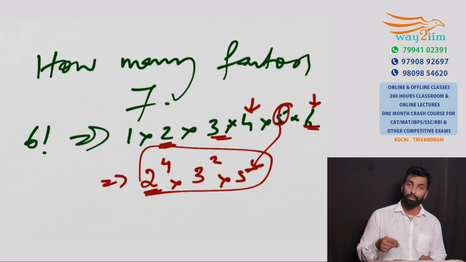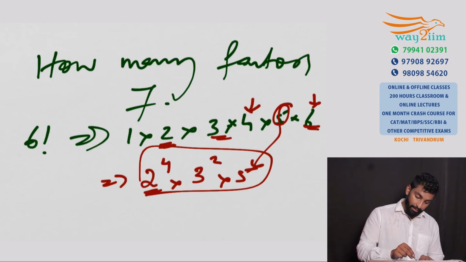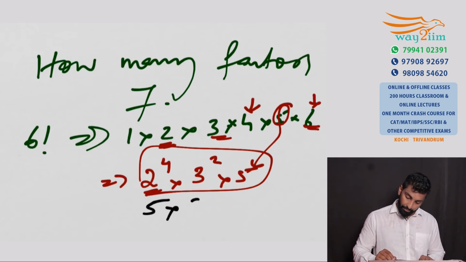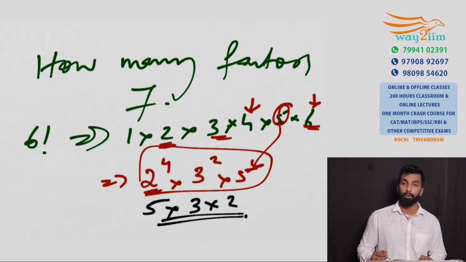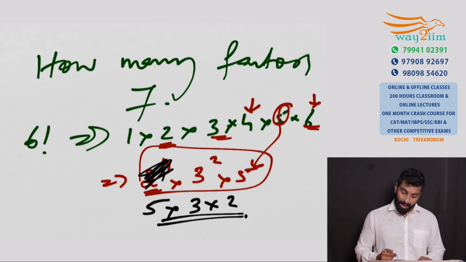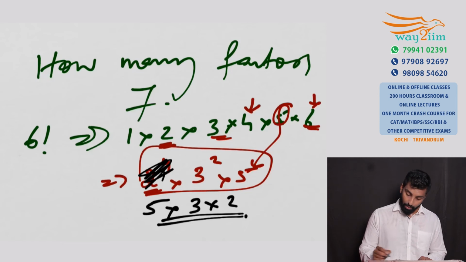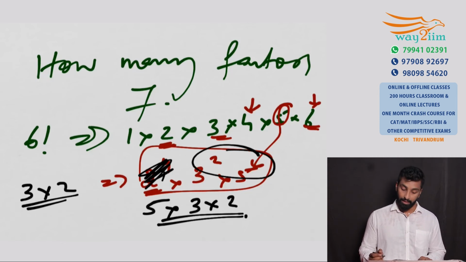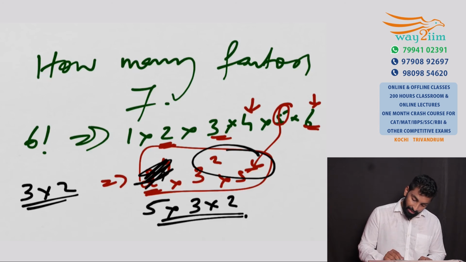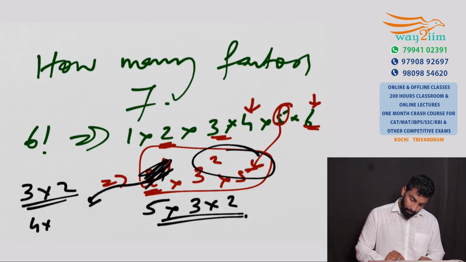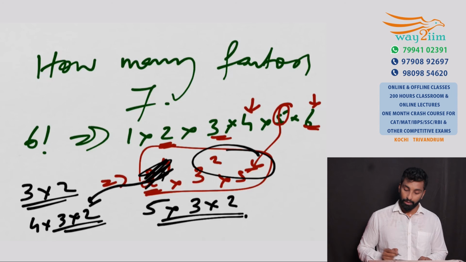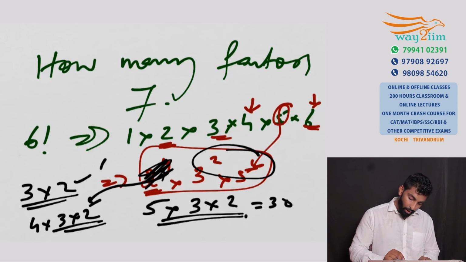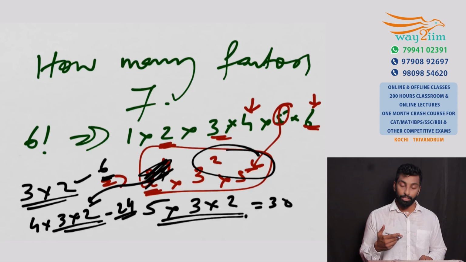Now you understood that it is 2 raised to 4, 3 square and 5. How many factors are there? You directly write it as 5 into 3 into 2. This is the number of factors. Now you can find how many odd factors and how many even factors are here. For odd factors you take only this, 3 into 2, so 6 odd factors are there. How many even factors are there? You will write 4 into 3 into 2, which is 24. So total 30: 6 odd factors and 24 even factors. So any question can be answered just like that.